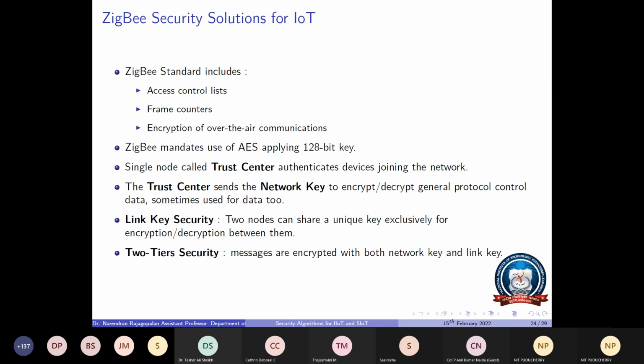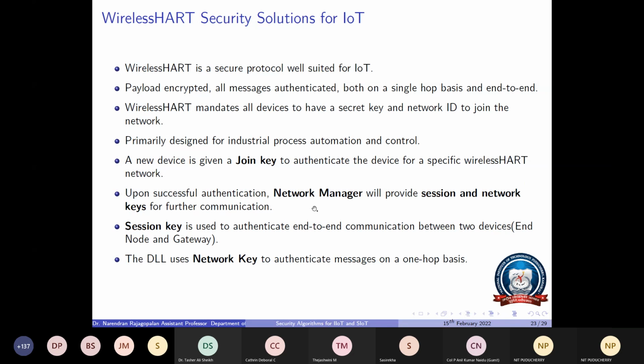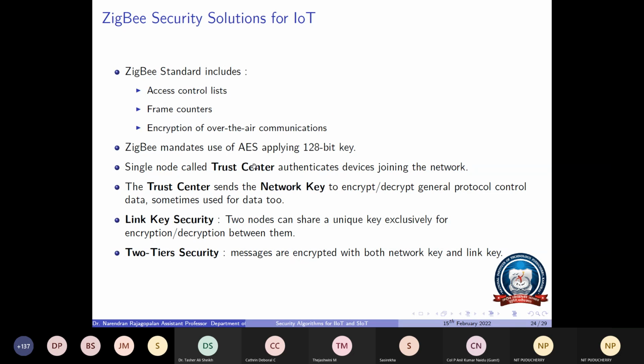Now looking at the Zigbee security solution, which is very similar to WirelessHART. Zigbee includes an access control list, frame counters, and encryption of the communication that happens over the air. Zigbee as a security standard mandates the Advanced Encryption Standard with a 128-bit key. Similar to the network manager in the previous one, here you have a trust center. Every node should be authenticated by the trust center to join a network.